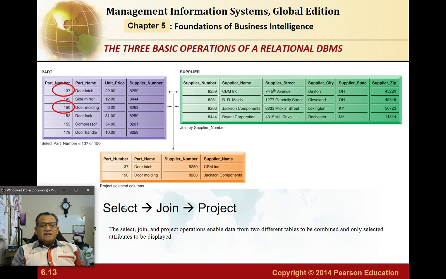So on the computer screen, there is limited information you can show or see. Perhaps you want to know only the part number that the customer ordered, the name of the part number, and the supplier number for you to manage the order, and who is supplying the products. So out of these two tables, part and supplier, you want to see only two part numbers, which are door latch and door molding, part numbers 137 and 150 respectively. For this case, you need to select and then join and project.